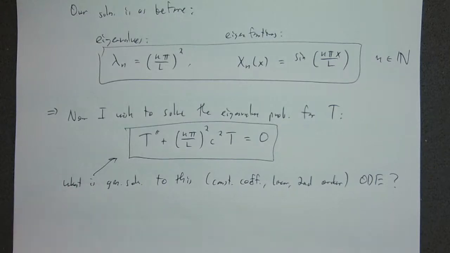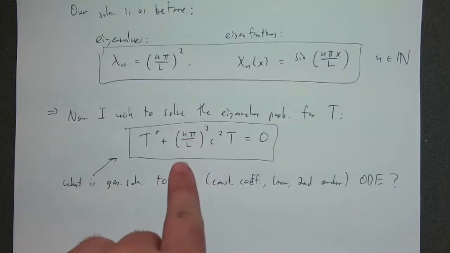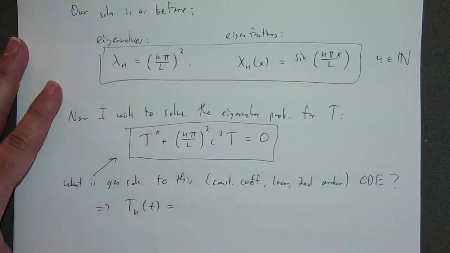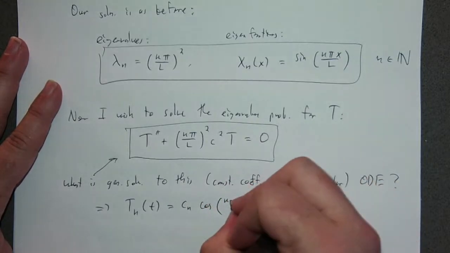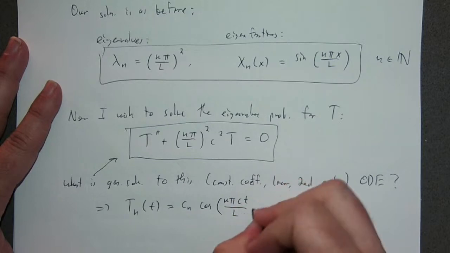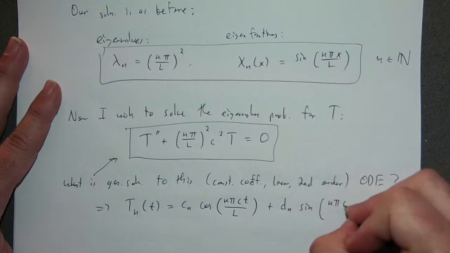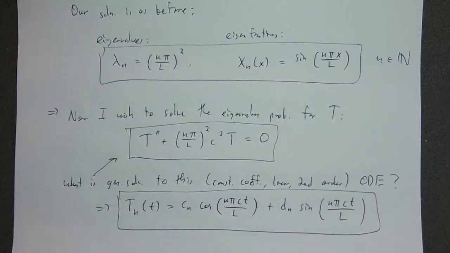So you can think of the characteristic polynomial if you want, or you can just say, well, I know that this quantity is definitely positive here. So I know the form that this has to take is a sum of cosines and sines. And so the general solution from ODE theory is just c sub n cosine of n pi ct over L plus d sub n sine of n pi ct over L.